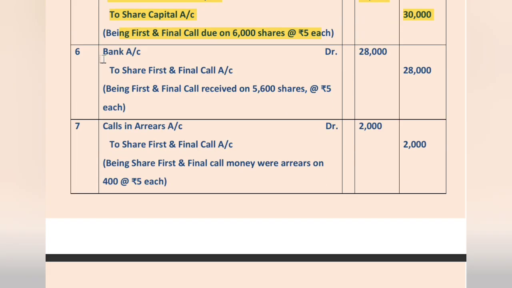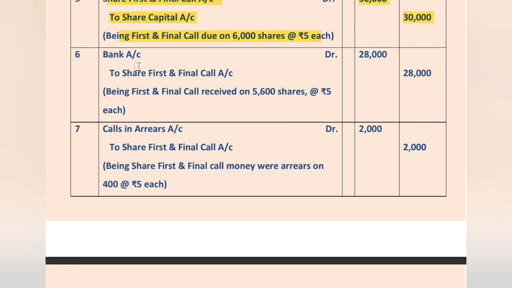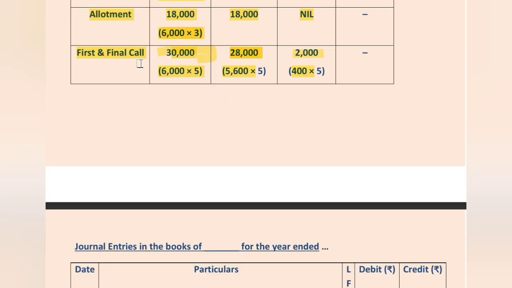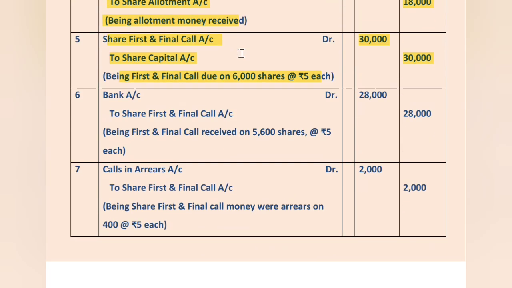So now go with this one. Who receives it? The bank will receive the amount. How much do they receive? Only how much they have paid. You have 400 shares in arrears, so only 5,600 shares paid the amount. So 5,600 shares into 5 means 28,000 rupees only they have paid. So bank account debit to share first and final call account. How much received? 28,000, 28,000.